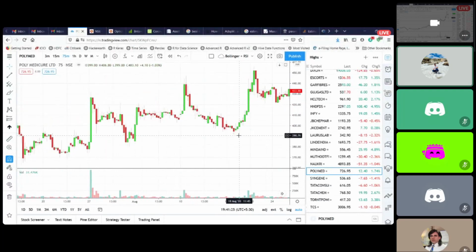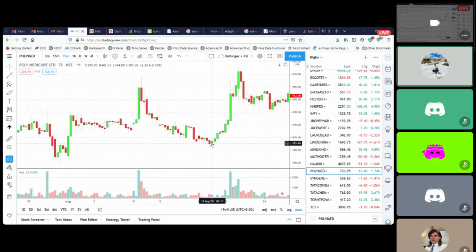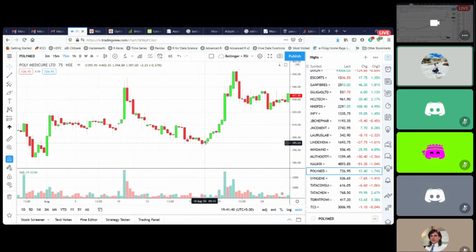We wait, it came down. Now this was the previous swing low, and it is continuously making higher swing lows, and the whole support region is around 380, 390 levels. It came down, it started making support again at 390, 395 levels. Then this big green candle, after taking the support, came in here.